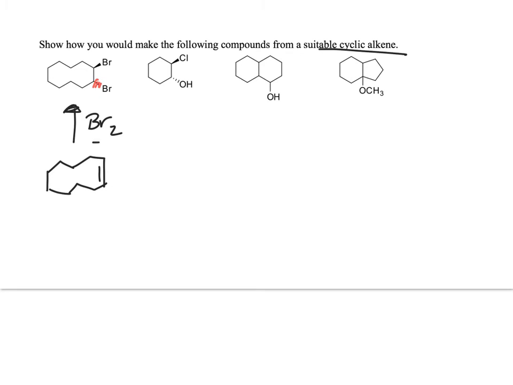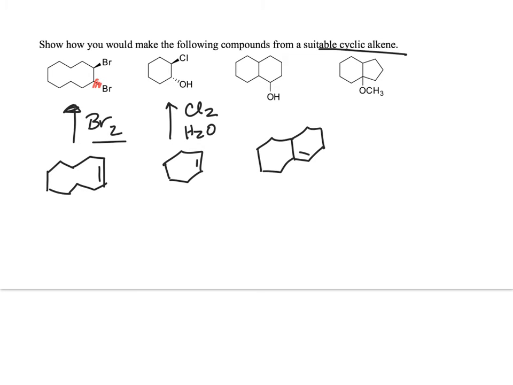And then that reagent would add anti-bromine addition. Okay, this alkene here, that would be a suitable alkene, cyclohexene, and the reagent would be chlorine and water. So you'll make your three-membered chloronium, three-membered positively charged ring, and then the water will add and open that ring.